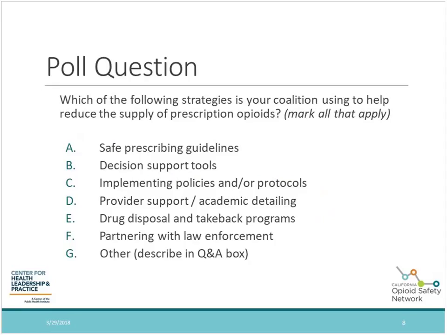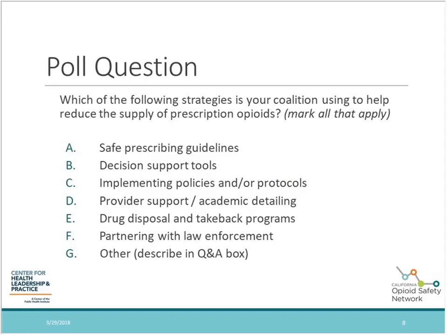Which of the following strategies is your opioid coalition using to help reduce the supply of prescription opioids? And we want you, on the right side, to mark all of those that apply to you. So A, safe prescribing guidelines, B, decision support tools, C, implementing policies and/or protocols, D, provider support or academic detailing, E, drug disposal and take-back programs, F, partnering with law enforcement, or G, other, and you can describe in the Q&A box. So you'll just go over to the right side of your screen and check, using your mouse, all of those that apply to you, and you can put in as many as apply.